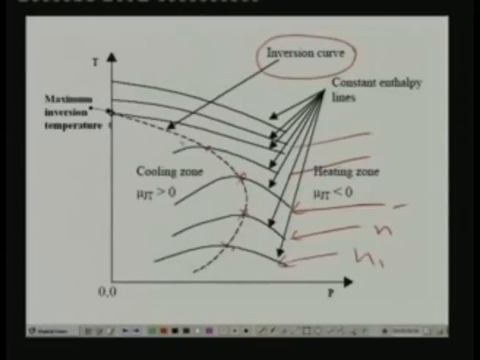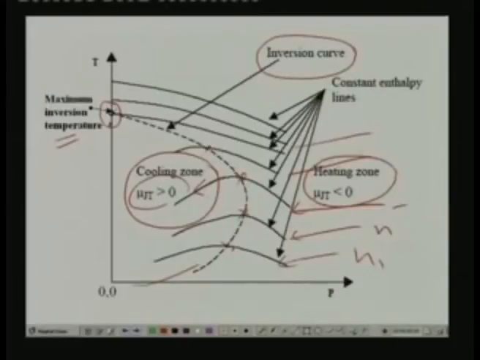So this dashed line is called the inversion curve, and this inversion curve intercepts the temperature axis at a particular temperature, and this temperature is known as the maximum inversion temperature. Now you can see that within this inversion curve, within this region, you have what is known as a cooling zone, and in this zone the throttling always reduces temperature. That means the Joule-Thomson coefficient is always positive inside the inversion curve, and outside the inversion curve you have a heating zone. That means the Joule-Thomson coefficient is always negative. That means if throttling takes place outside the inversion curve, temperature always increases during throttling, whereas temperature always reduces when the throttling takes place inside the cooling zone.